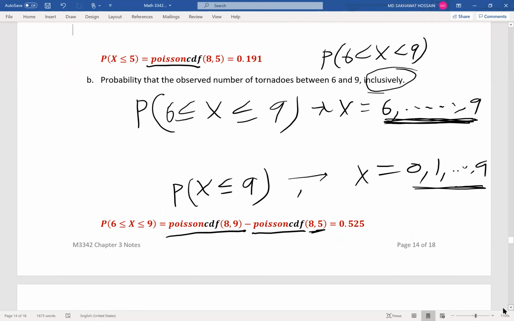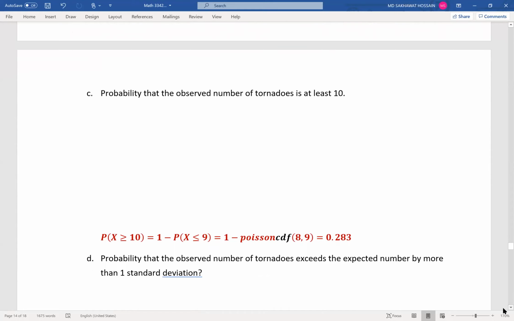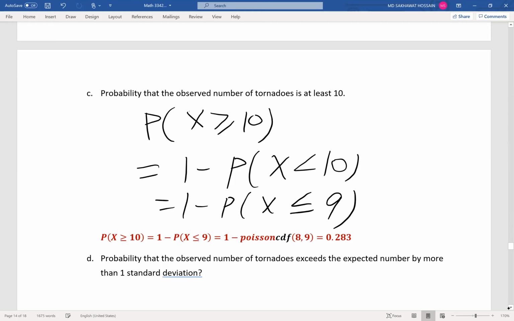Okay, so the next one is the probability that the observed number of tornadoes is at least 10. That means the minimum number of tornadoes is 10. So X is greater than or equal to 10. Since this is greater than or equal, you cannot directly use the calculator or a spreadsheet. First you have to take the complement. You have to make it less than or equal. So the complement is less than 10, or you can also write 1 minus the probability X less than or equal to 9. So you have to just take the complement.